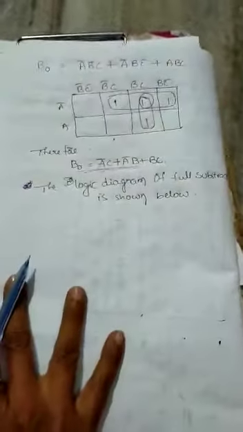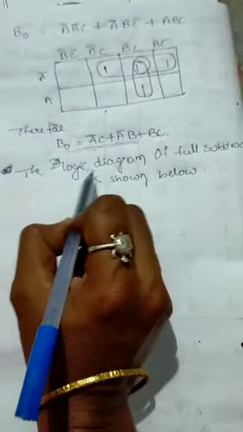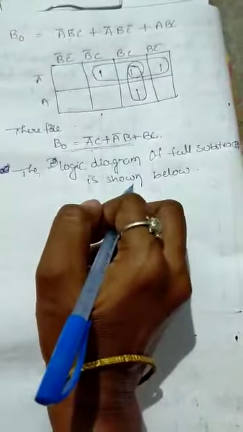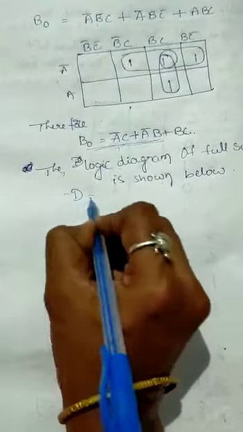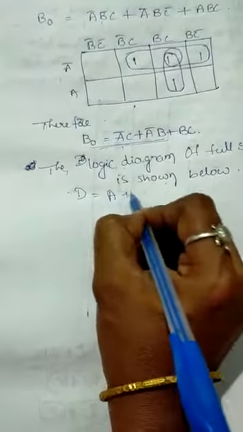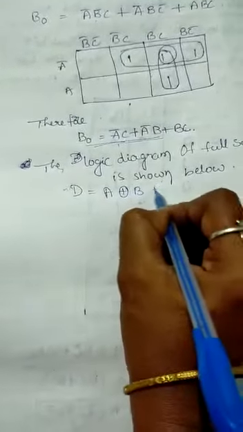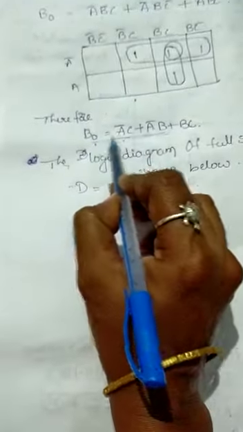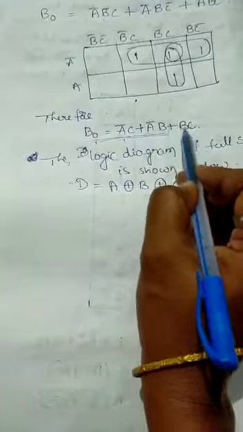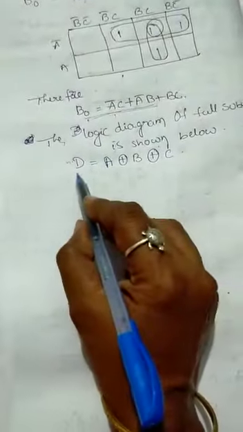Next, we want to design the logic diagram of the full subtractor. Logic diagram means what we get for the difference, that is D equals A exclusive OR with B, exclusive OR with C. And for the borrow, this is the A bar C plus A bar B plus BC. So first we can draw the logic diagram for the difference.